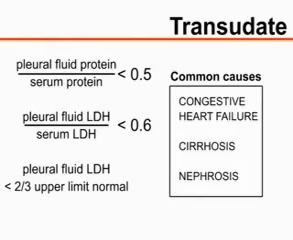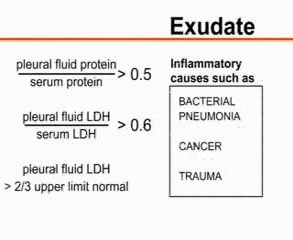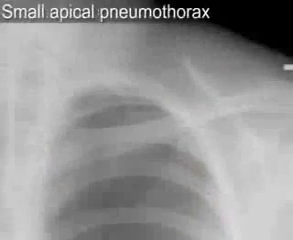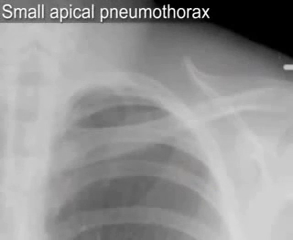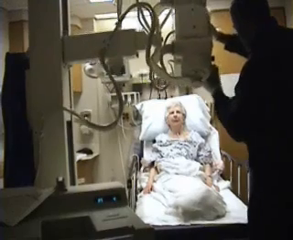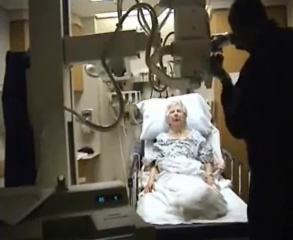Analysis of the pleural fluid will help differentiate a transudate, which is commonly caused by congestive heart failure or cirrhosis, from an exudate, which may be caused by processes such as bacterial pneumonia, cancer, or trauma. Pneumothorax is uncommon after thoracentesis, and when present, it rarely requires the placement of a chest tube. Chest radiographs are not required after simple, uncomplicated procedures.